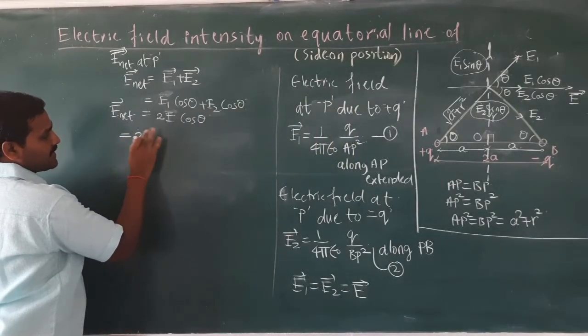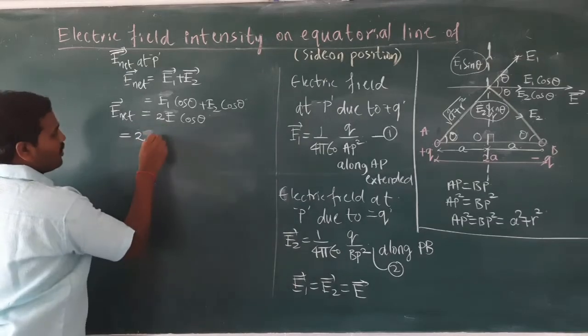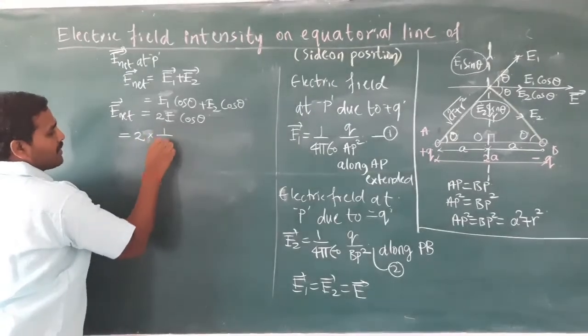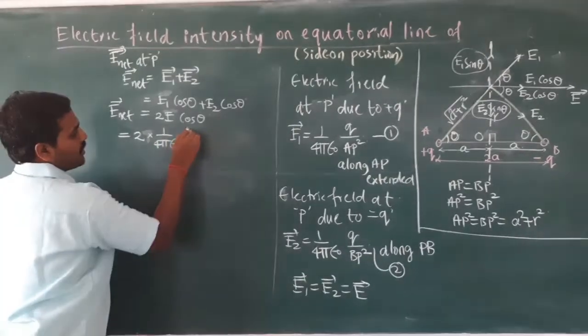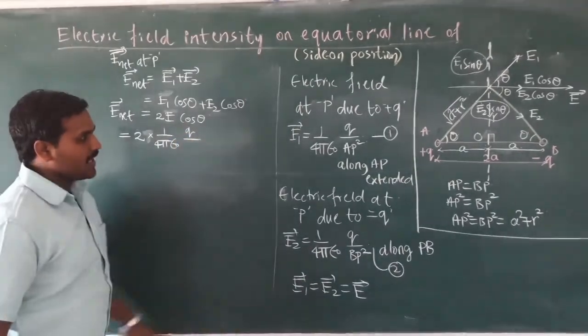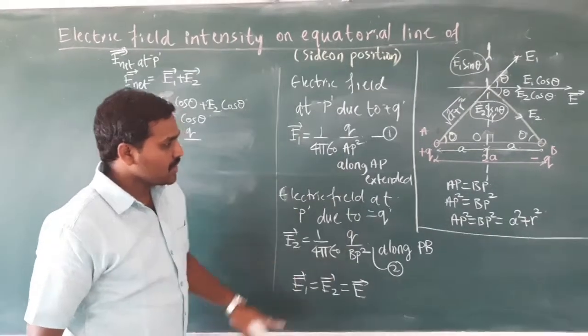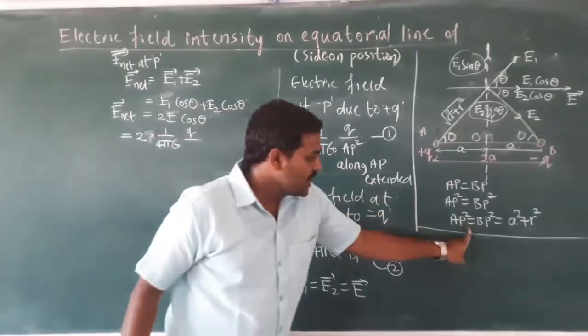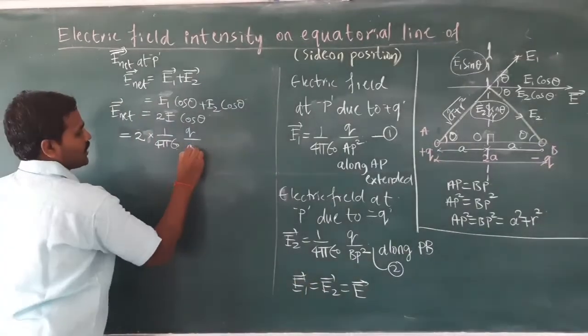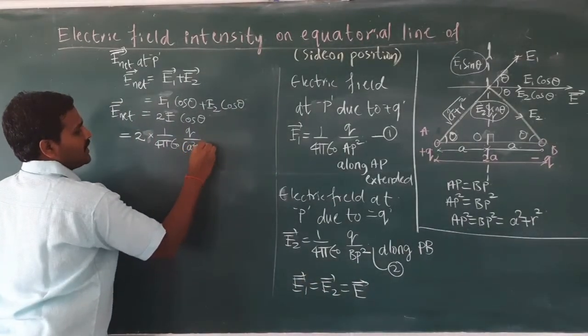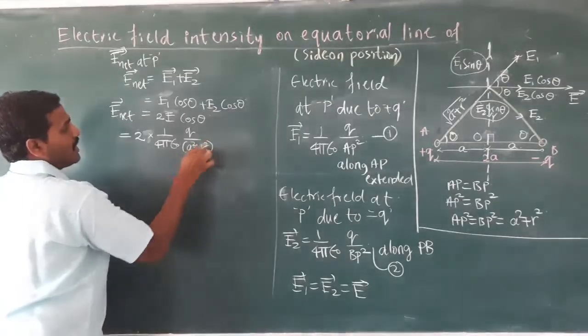Then substitute the value of E. The value of E is 2 into 1 divided by 4 pi epsilon naught into Q divided by AP square or BP square, and we know AP square or BP square is equal to A square plus R square. This I can write as A square plus R square.